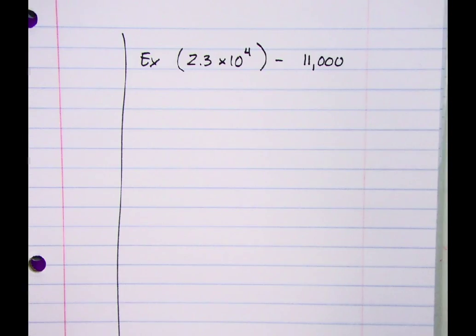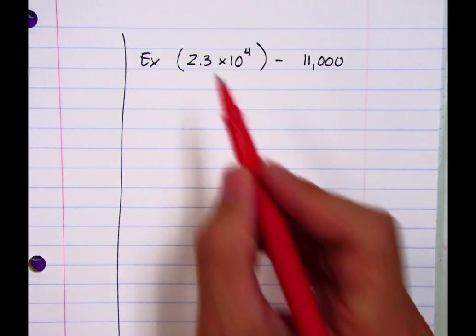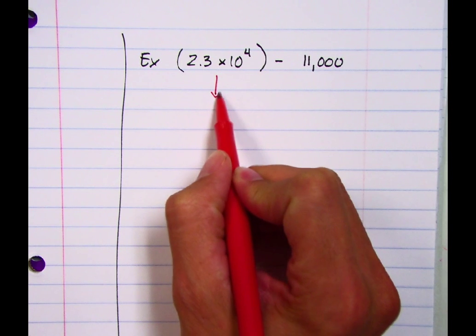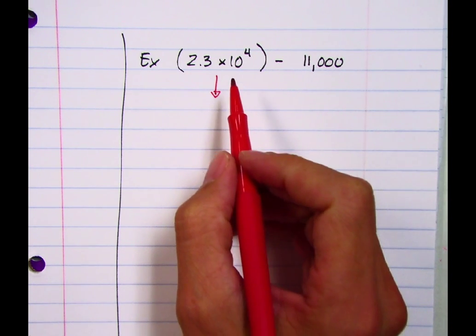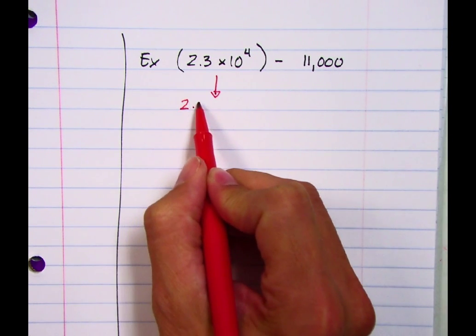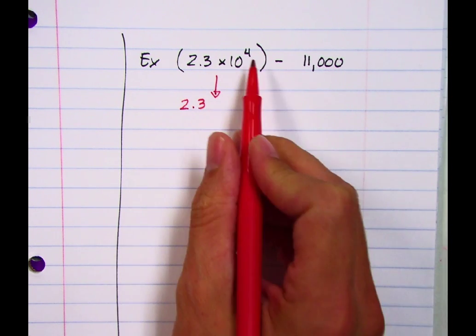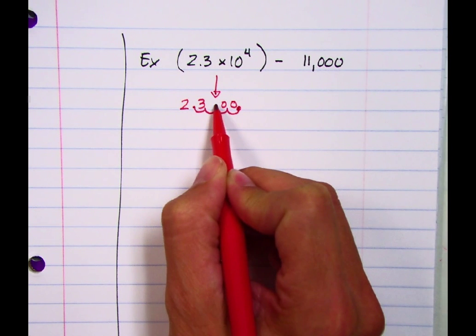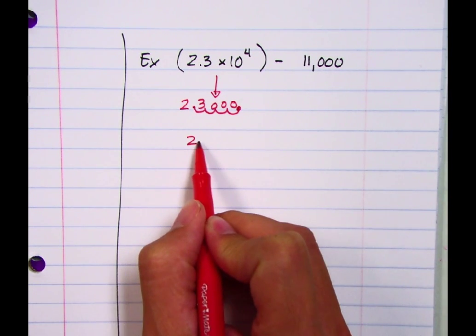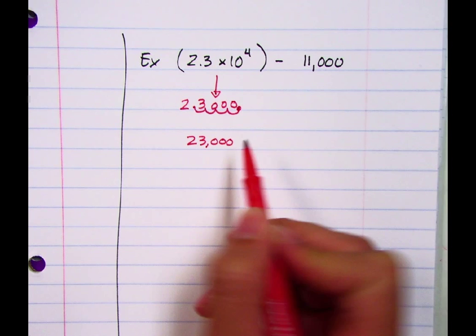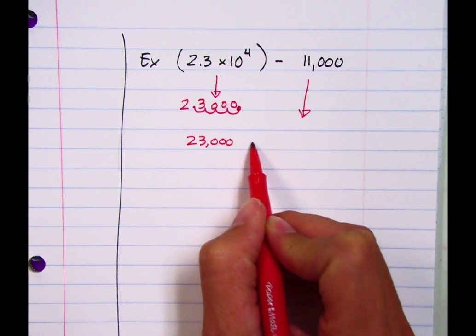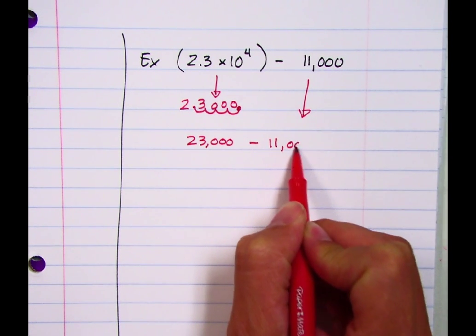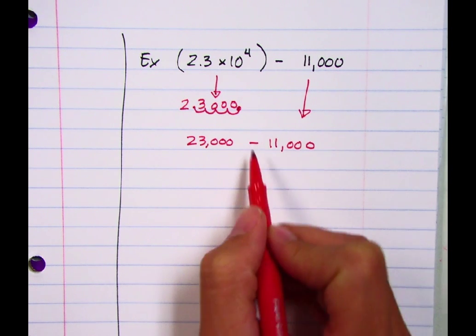Let's try that one more time. This last example, I'm going to do it in real time here. First step, I want to change the one that's in scientific notation out of scientific notation. So remember, 2.3, I move it 4 spots. It's a larger number. 1, 2, 3, 4. Place my decimal and my 3 zeros. So this number is really 23,000. This one's already in standard form, so I'm going to go ahead and just rewrite it. And then I can subtract those things.